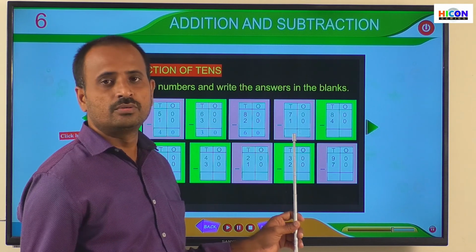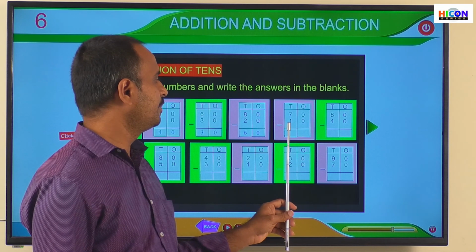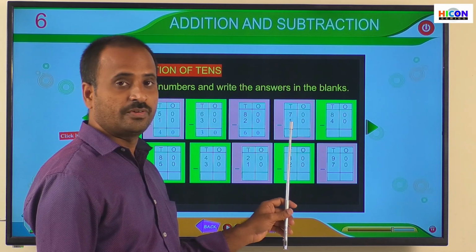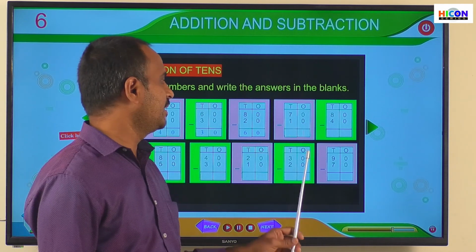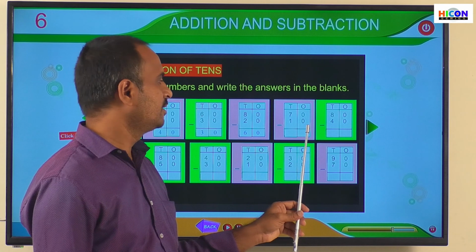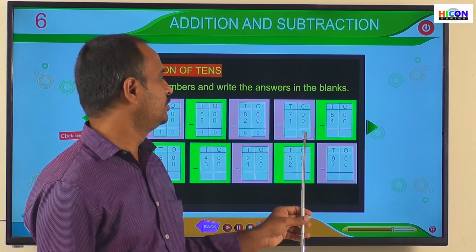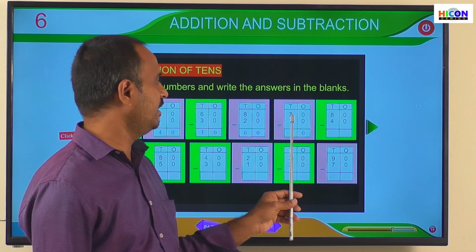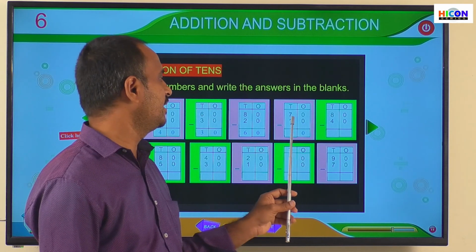So here also 2 numbers are given. The first number is 70. Second number is 10. So we have to subtract 10 from 70. That is 70 minus 10. So subtract the digits present in ones place. That is 0 minus 0. Again we will get 0. Now go to tens place. What are the digits there? 7 and 1. So subtract 1 from 7. That is 7 minus 1.